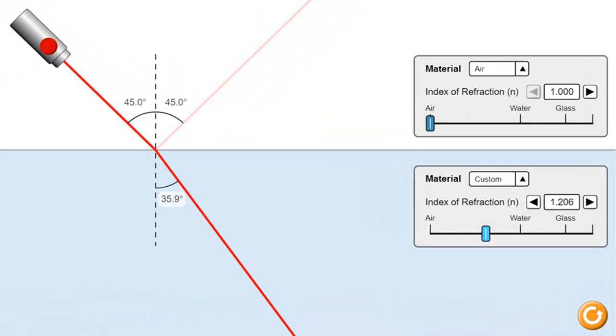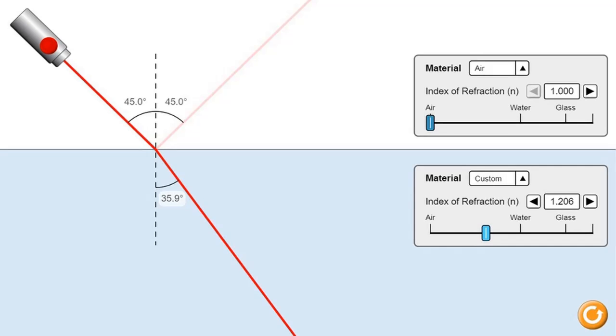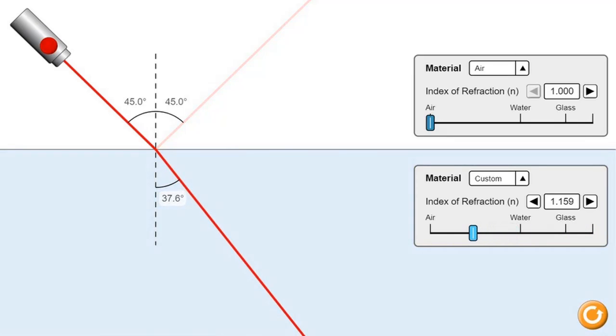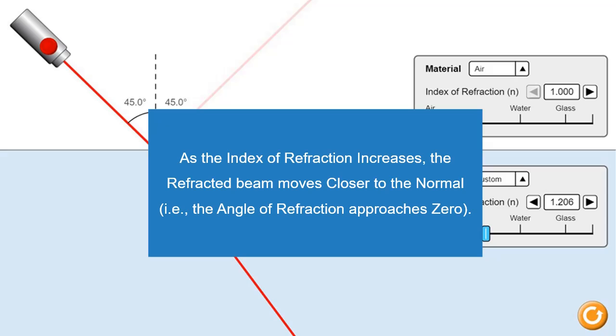Okay, in this short video clip, what I want to do is just to show you what happens when you change the index of refraction of the second medium. As I slowly start to increase the index of refraction, notice that the refracted ray bends closer to the normal line, and if I lower the index of refraction, the refracted ray bends away from the normal line. So in summary, as you increase the index of refraction, the ray of light bends closer to the normal line, while its angle approaches 0 degrees.